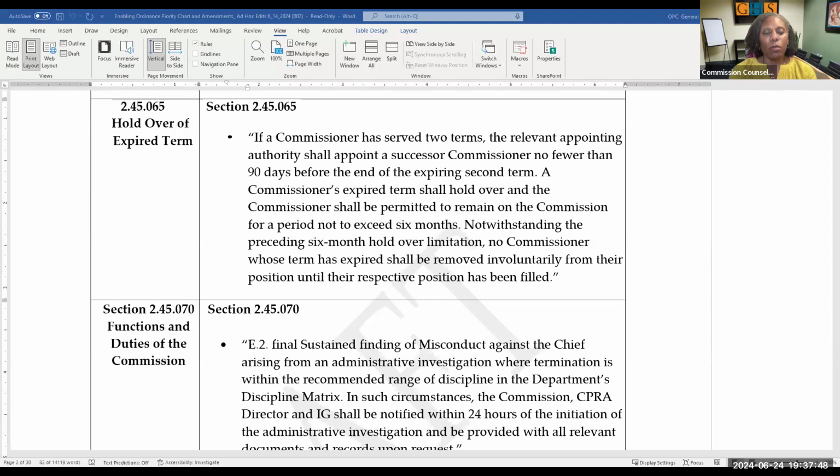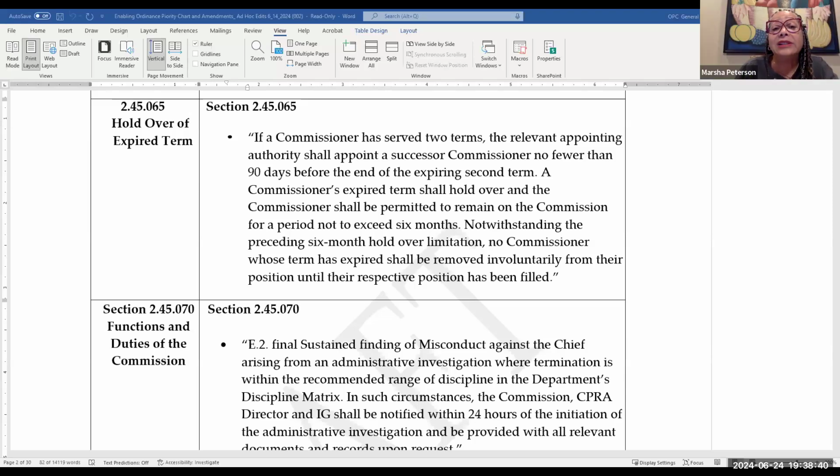Okay, so what I'm hearing is that this first sentence is okay. The remainder, we need to ensure that what we're talking about is the first term, not the second term. So put another bullet in here and just say a commissioner serving on a first term. I don't think we should have this holdover shall be permitted to remain on the commission for a period not to exceed 6 months, because then what would happen in the situation we found ourselves in with only 5 commissioners in the city of Oakland.